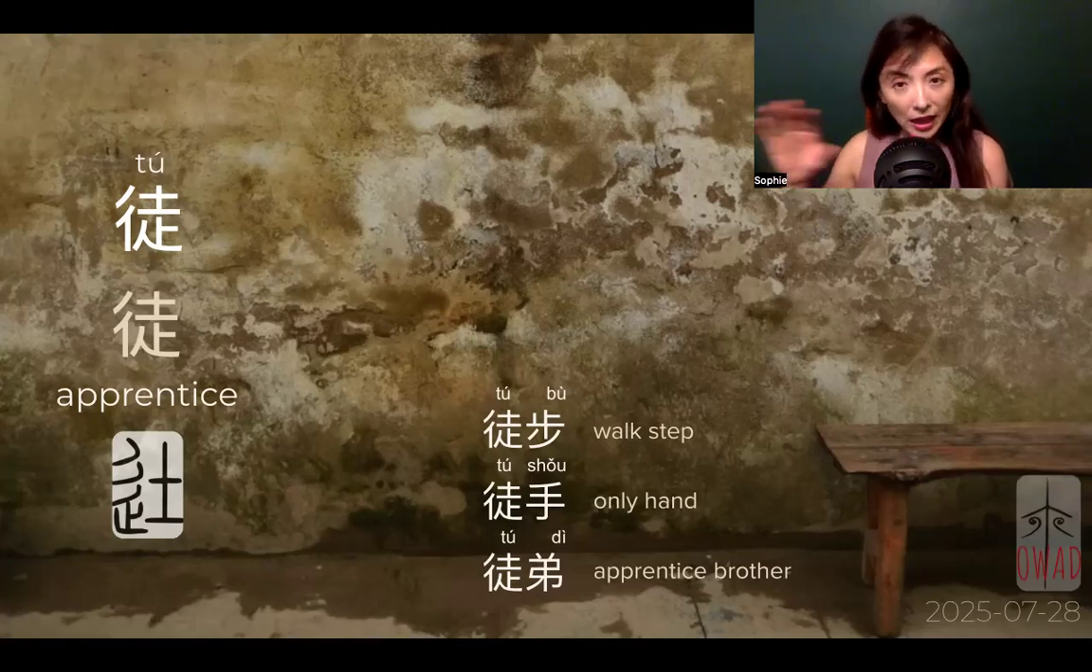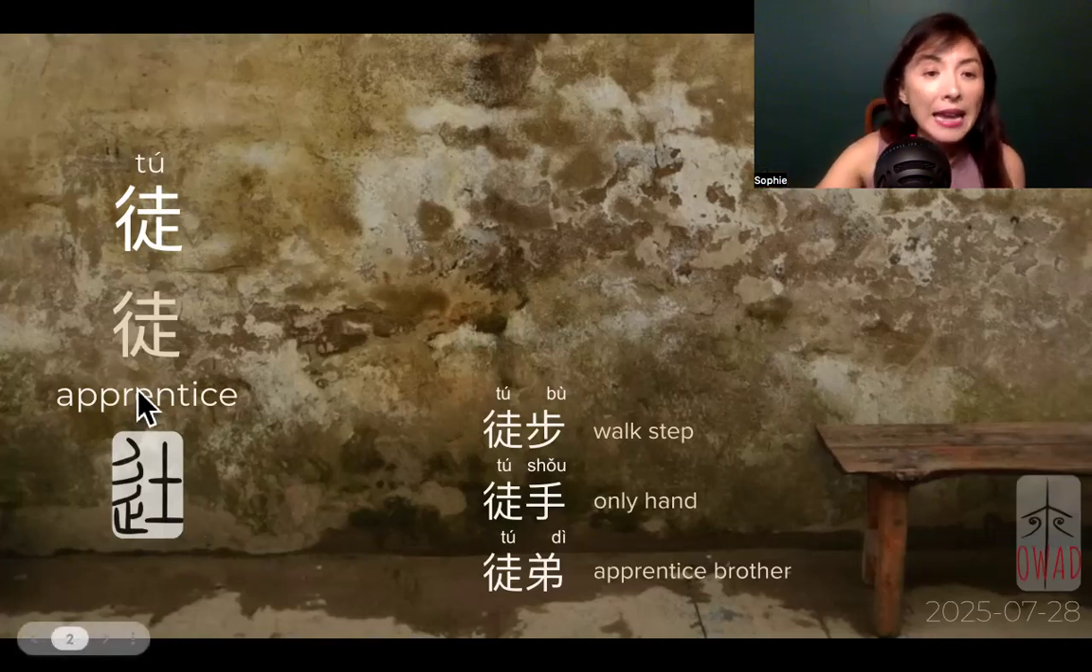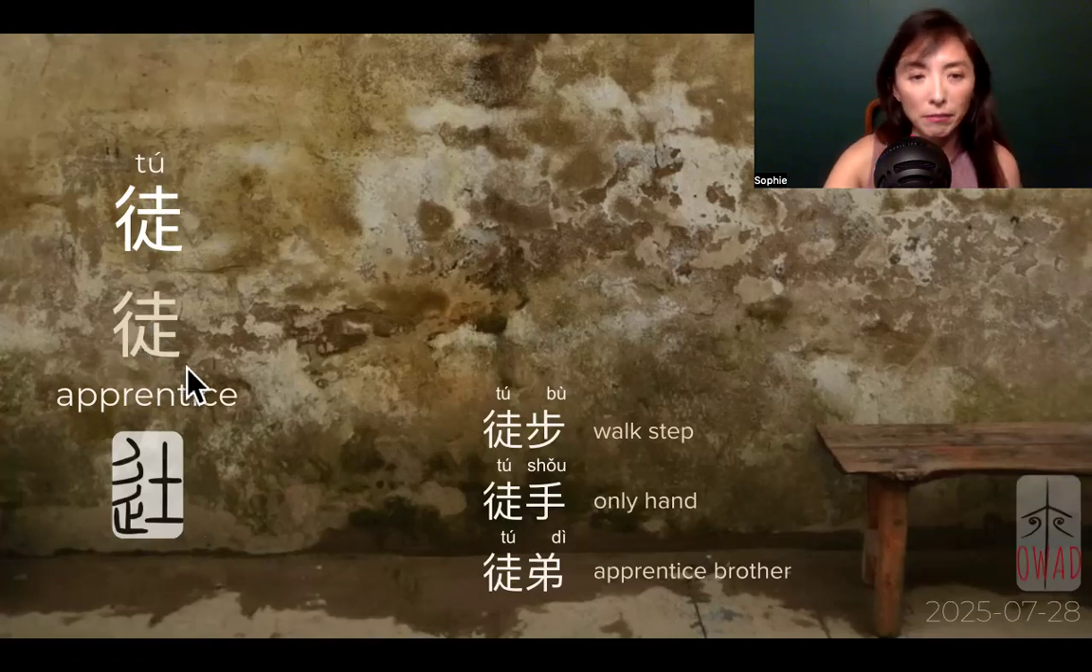So together, there are two horizontal lines with one vertical line, and you have to pay attention not to puncture the vertical line over the second horizontal line. That is our soil symbol. And you see the contemporary version has this extra foot symbol on the right side.